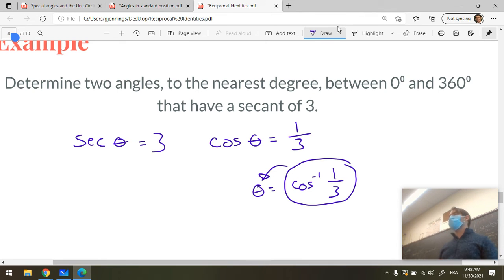$70.5. We've been asked for it to the nearest degree. So 71. 71 degrees. So theta is equal to 71 degrees. So we're halfway done.